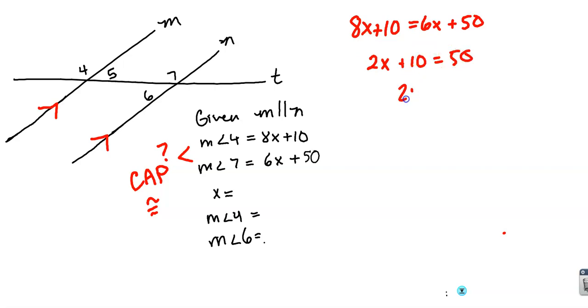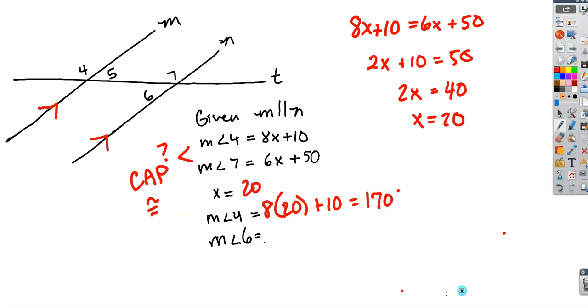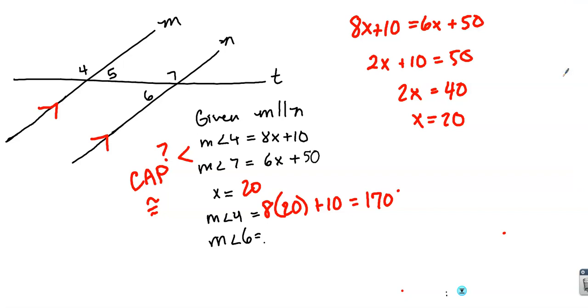I'm going to subtract 10, and I got x equals 20. So there's x. But then they want the measure of angle 4, so I'm going to have to plug 20 back in. So I'm going to do 8 times 20 plus 10. That gives me 170. So I would probably then put it over here, so I'm going to actually draw it. I'm going to put the 170 here.